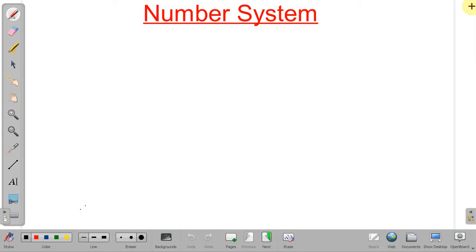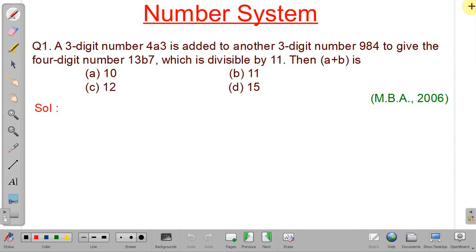In this lecture, we will discuss some important problems on number system. So we will solve one by one.